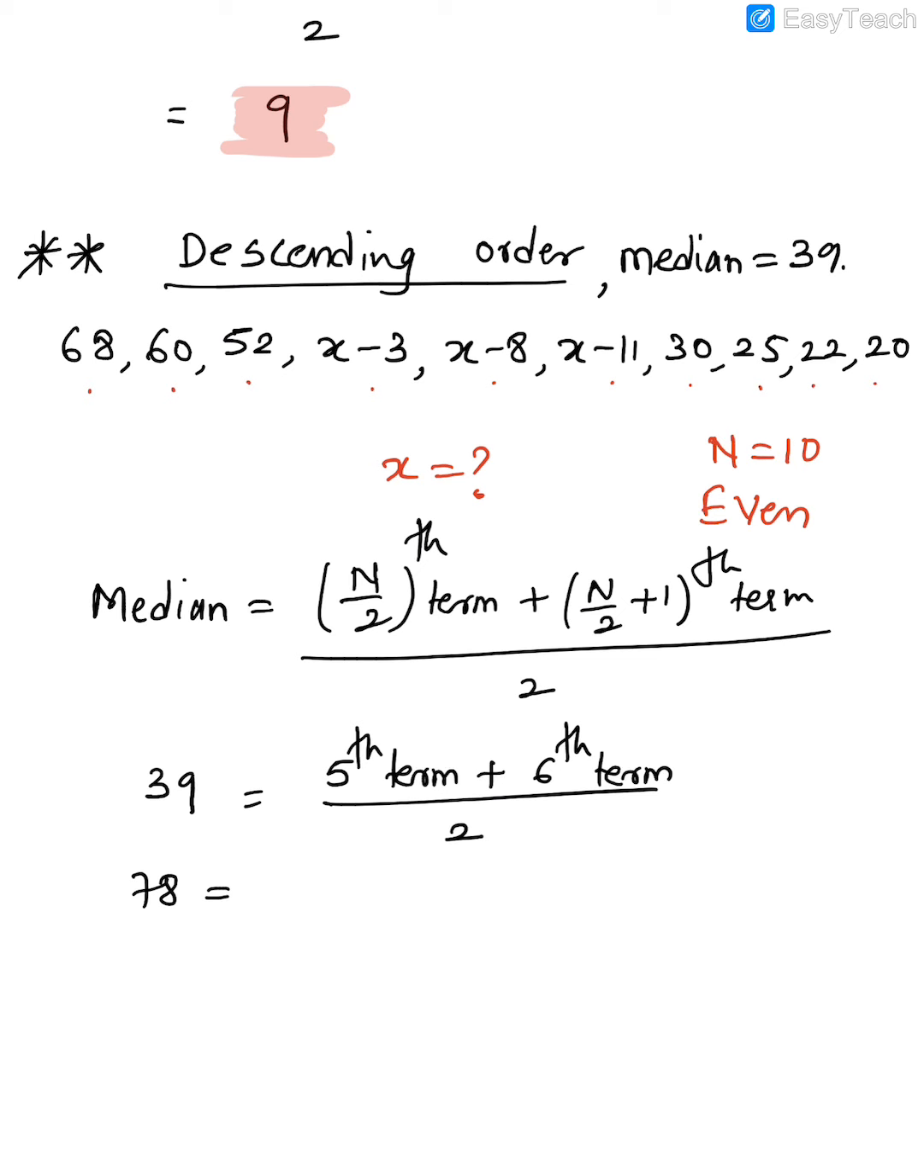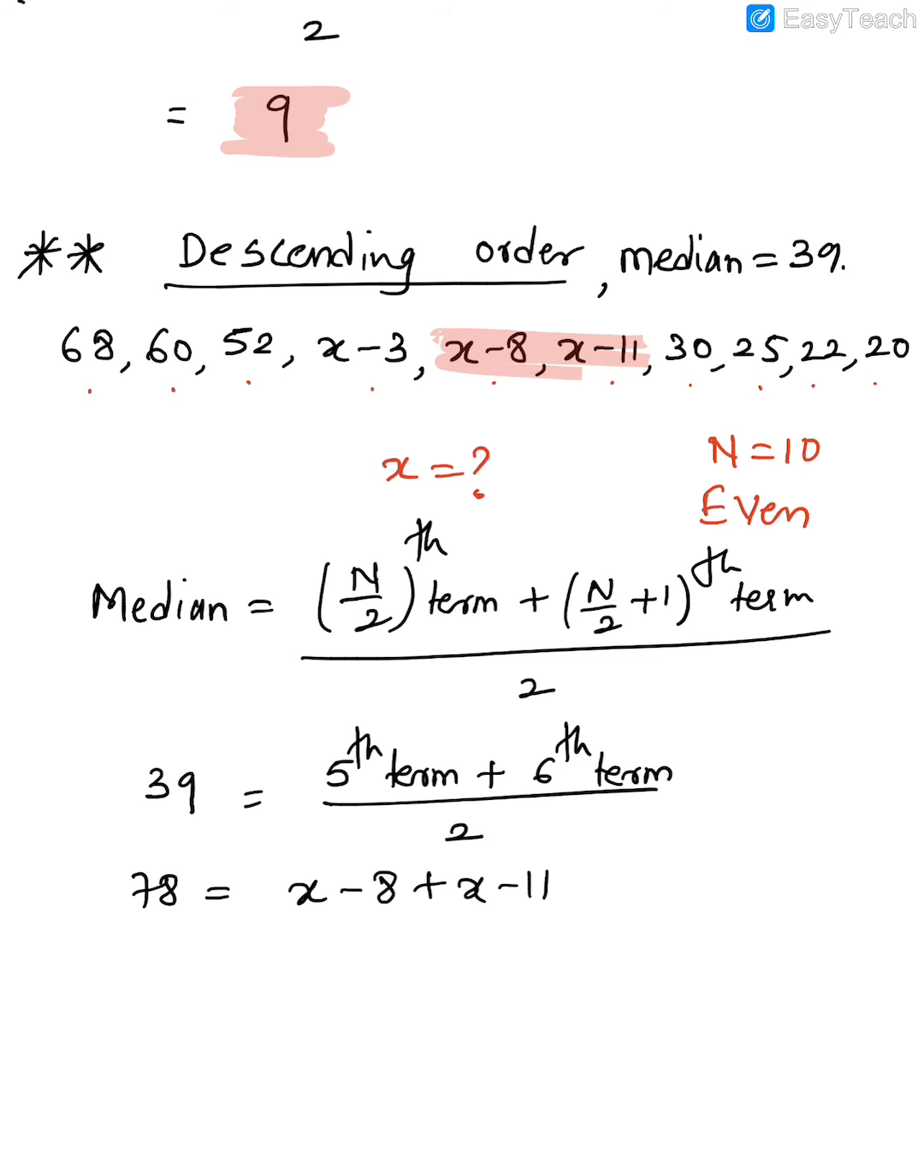What is the 5th term? Guys, check out the 5th term here. The 5th term here is 1, 2, 3. The 5th and 6th terms are these two numbers, see, 5th and 6th, guys. So that's your 5th and 6th term. What will you write out here? It'll be x minus 8 plus x minus 11.